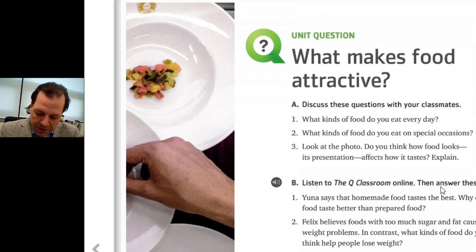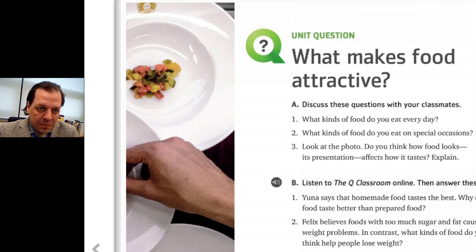Look at the photo. Do you think how food looks, which means its presentation, okay, how food is presented, how food looks affects how it tastes? Can you explain that opinion? So I'm looking for comprehensive sentences here for your opinion answers. Part B, we're going to listen to the Q online classroom to answer these questions.